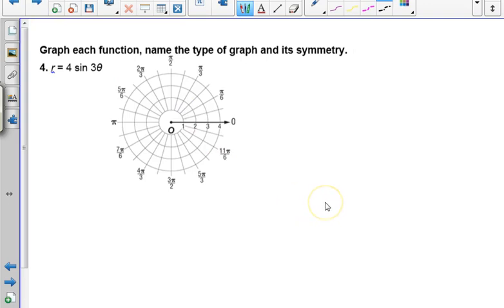Can anybody predict ahead of time what this is going to be? Using your... I think it's a flower, isn't it? Because there's no plus or minus anywhere. Look at worksheet 10. And the 4 tells me, okay, when it's an odd number, what happens? Odd number of leaves means no doubling, right? And 4 means how long they're going to be. And sine means it's going to be symmetric to the y-axis.